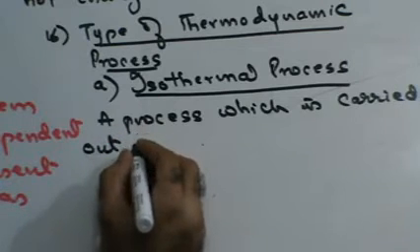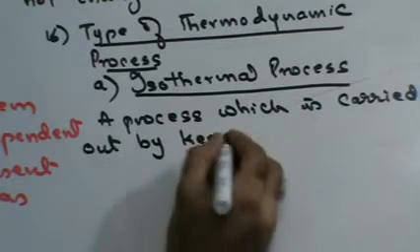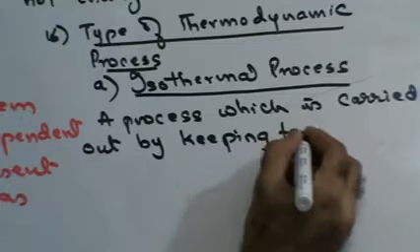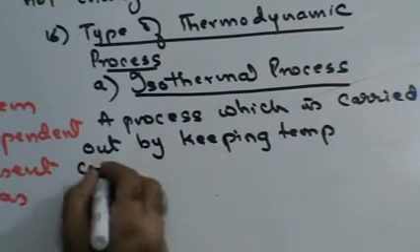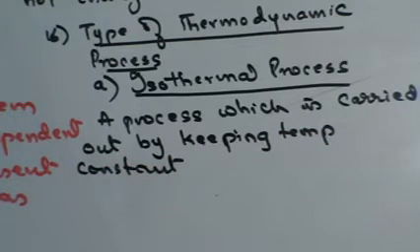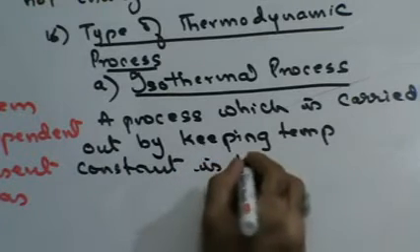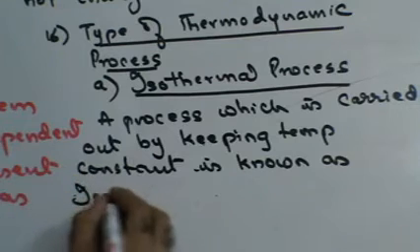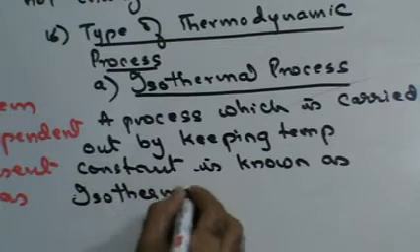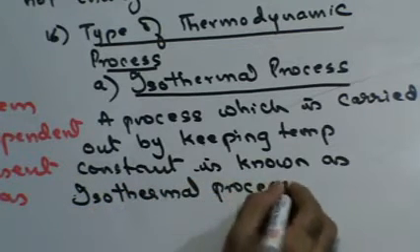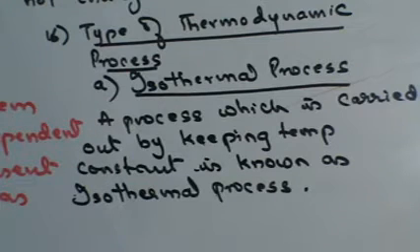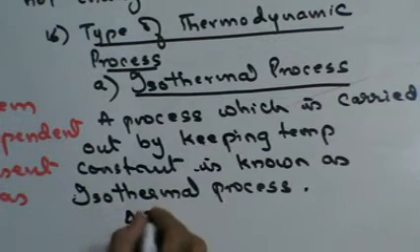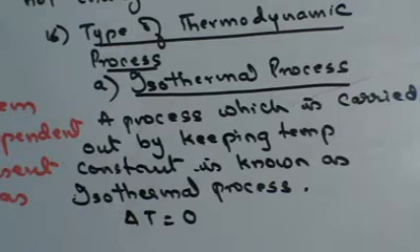A process which is carried out by keeping temperature constant is known as an isothermal process. So if the temperature does not change, that means if delta T is equal to 0, then the process would be an isothermal process, right?